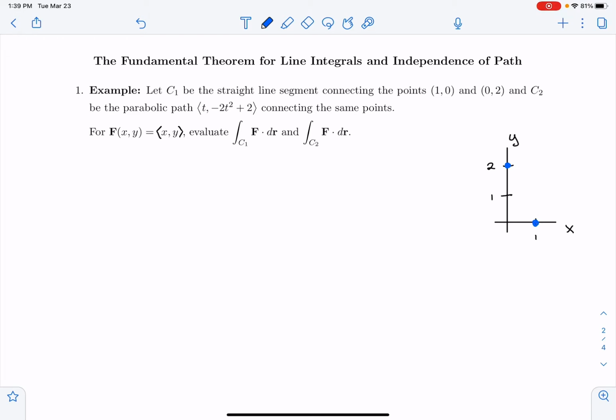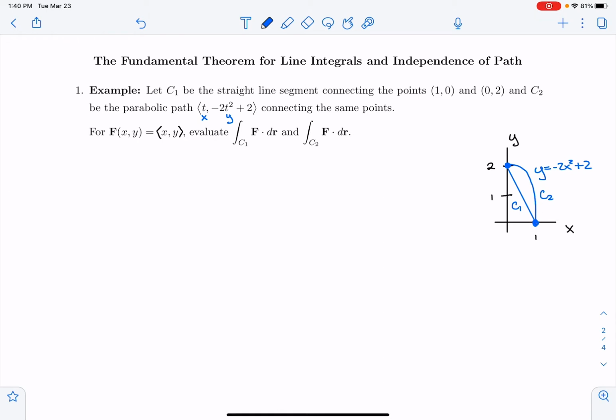So I'm going to illustrate this by starting with an example. We're going to let C1 be the line segment that connects the points 1, 0 and 0, 2. So that will be this line segment here. And then C2 is going to be a parabolic path that connects the points 1, 0 and 0, 2. So that path is going to be given by x equals t and y equals negative 2t squared plus 2. That gives us the parabola y equals negative 2x squared plus 2. That'll be our curve C2.